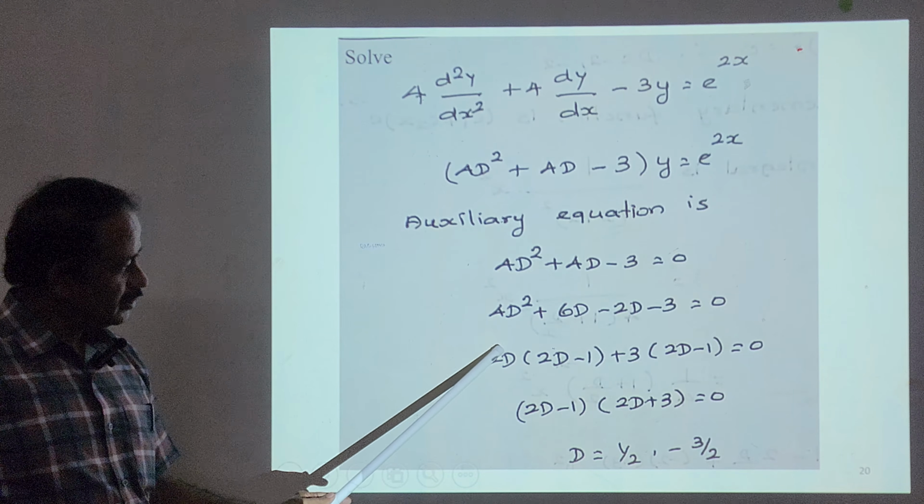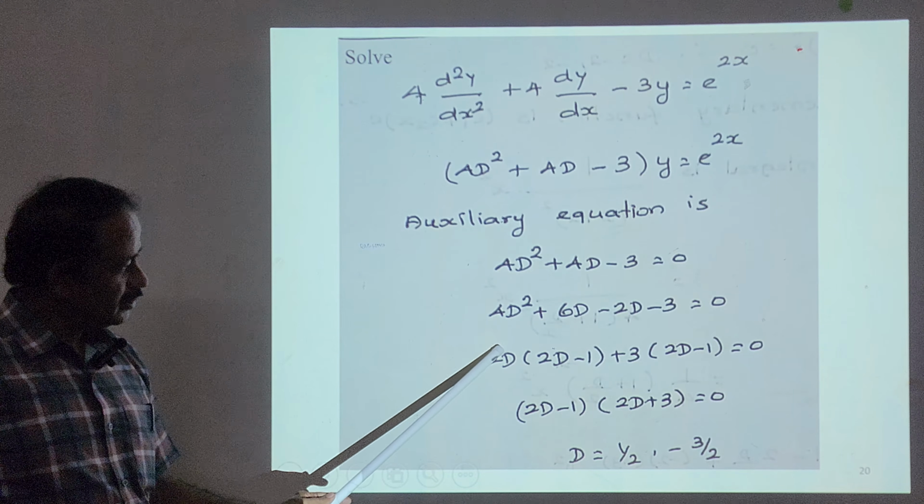Now we will go for particular integrals. For the particular integral, this is the procedure: 1 divided by the auxiliary equation first, 4d squared plus 4d minus 3. What about the right hand side? e to the power 2x. See here, e to the power 2x on the right hand side. You write e to the power 2x here. Instead of d, you substitute the constant 2 here. So this becomes 4 times 2 squared plus 4 multiplied by 2 minus 3.